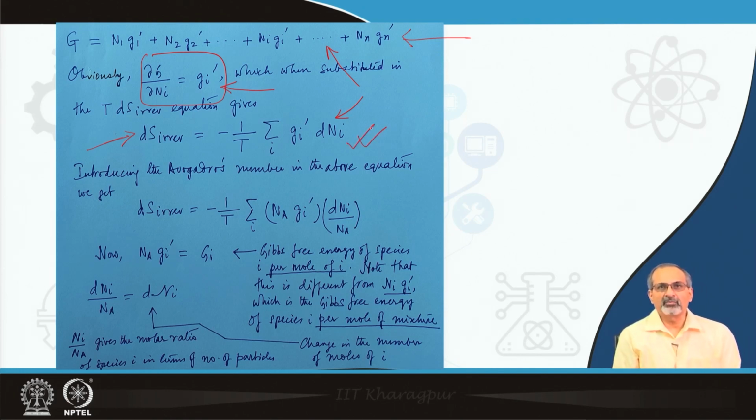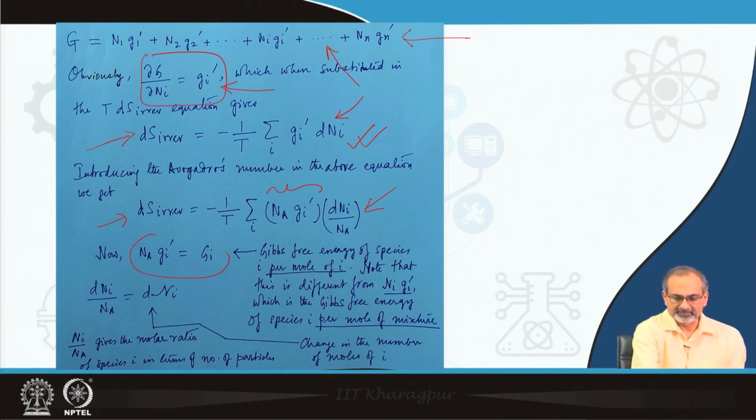Introducing the Avogadro's number in the above equation, we can get a form like this. So, the ds irreversible is now expressed as minus 1 by T, then summation over i species, N_A times g_i' into dN_i by N_A. Now, N_A times g_i' is nothing but G_i. What is G_i? It is the Gibbs free energy of species i per mole of i.